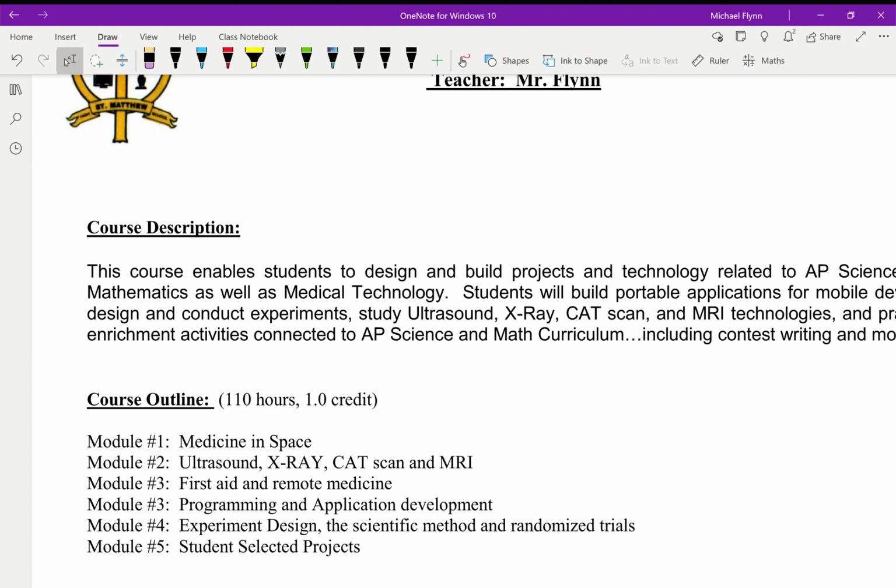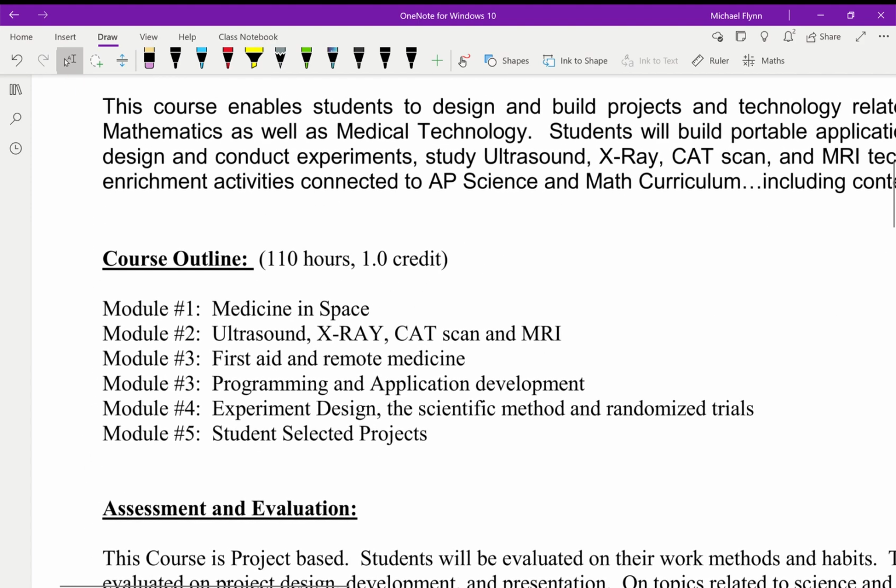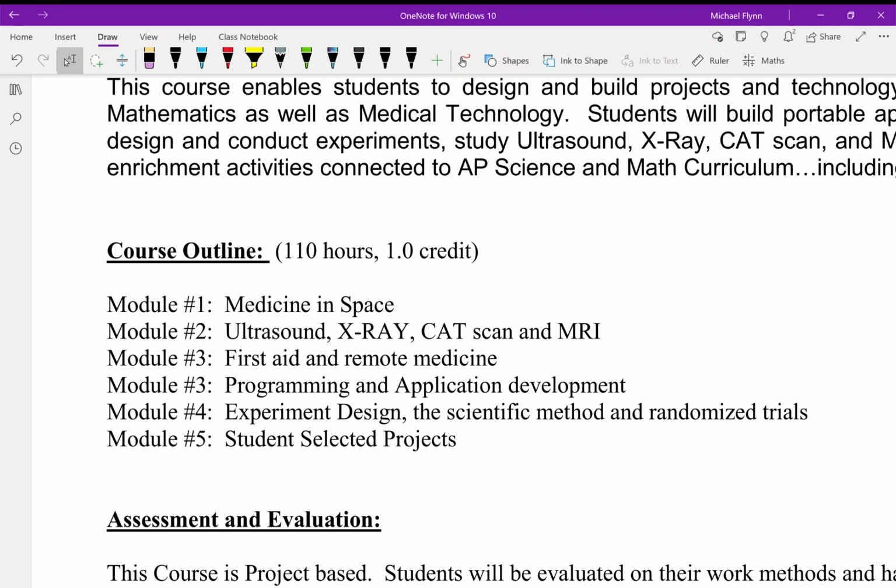Okay, so listen, here's how the course goes. I'm going to be doing a few modifications. We have to, because we have this annoying pandemic we're still in the middle of, and that's not going to change anytime soon. So we're going to do a little switch here, module 1 and module 2. We're going to start with sound, X-rays, CAT scans, and MRIs, and then number 2, we're going to do medicine in space. So we're going to talk about, at first at least, medical technologies.